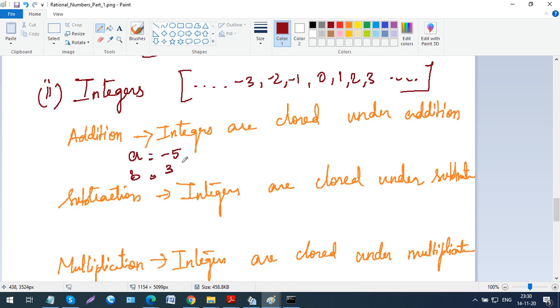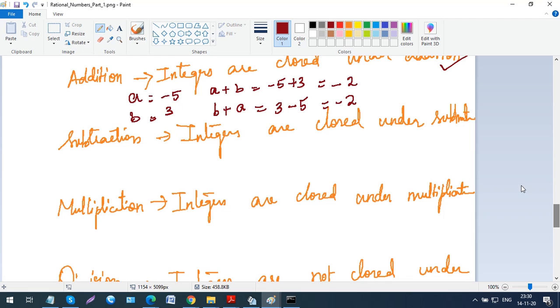Okay. So now you see, is it closed under addition? I just have to check addition and see A plus B or B plus A, anything. A plus B is going to give you minus 5 plus 3, or B plus A is going to give you 3 minus 5. So both are going to give you negative 2 as the answer, and minus 2 is again an integer. So if you take any two integers and add them, you end up getting an integer again. So integers are closed under addition. Now let's check subtraction.